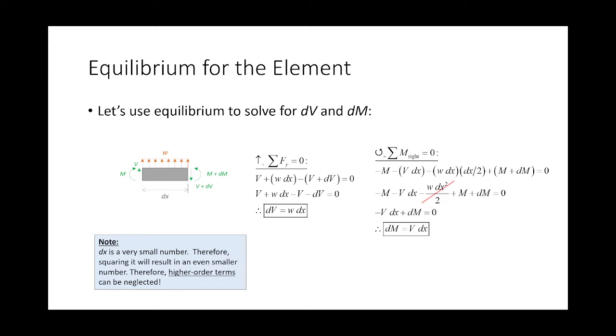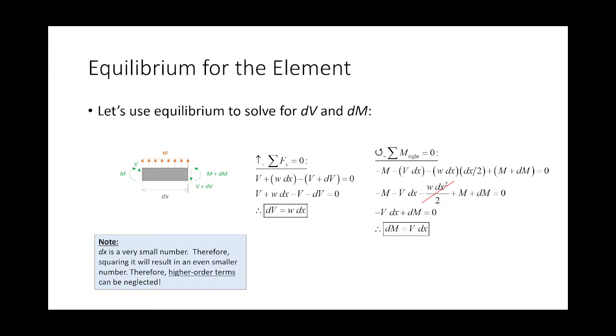On the moment side, to keep it simple, I'm going to sum moments about the right side of the element. So let's see, what do I have? I have M, that's negative because I'm considering counterclockwise moments positive. I have V dx, summing moments from here, V times dx, that's negative too. I have M plus dM, that's positive on this side. I don't have to consider the shear because it goes right through the right side.